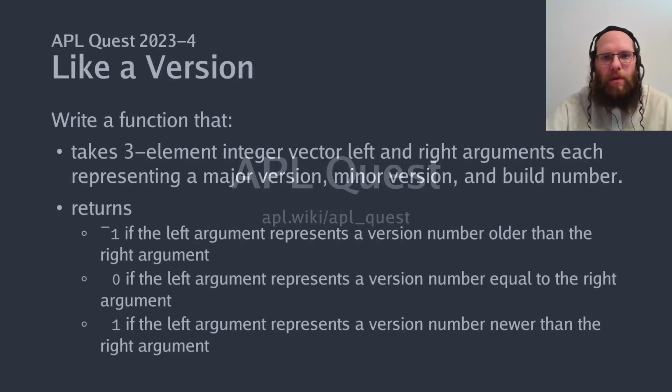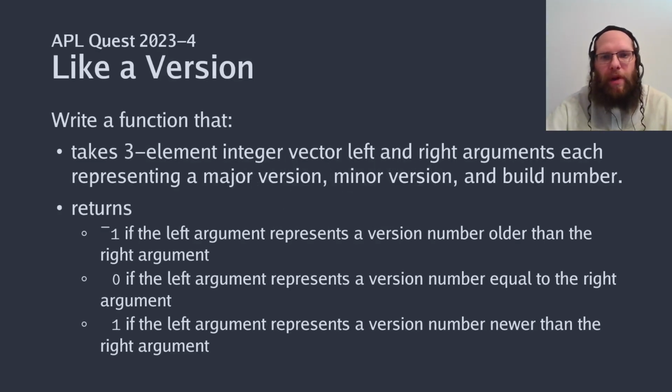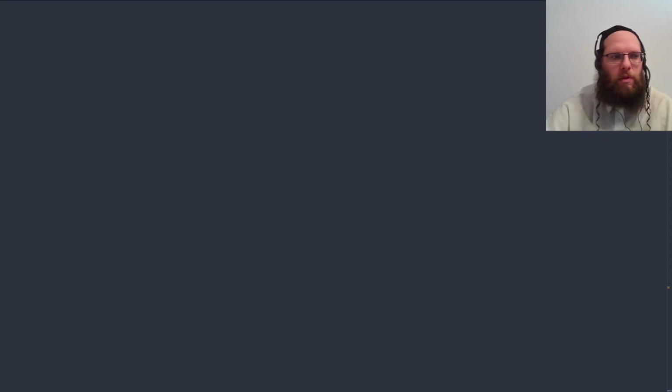Hi. We have to compare two version numbers. Each version number has three parts, and then we have to answer whether the left one is an earlier version, the same version, or a later version than the right one. So let's have an example here.